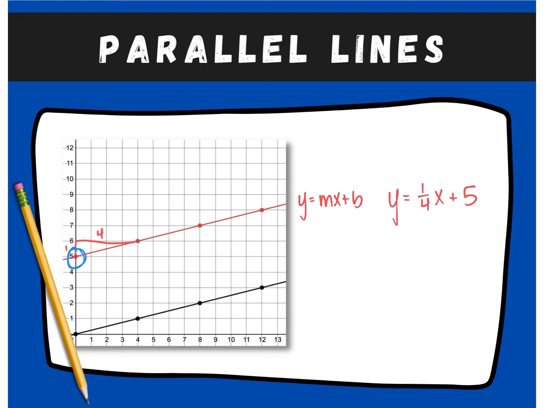For the black line, I'm going to do something really similar. So again, I'm looking for rise over run. And what I notice there is that my rise and my run are the same. So when I write my equation, y equals mx plus b, my m, my slope, is 1 over 4 again. Now this time you'll notice the b, the y-intercept, is not the same. In this case it's 0, so I write plus 0, or I could leave it at y equals 1/4 x.